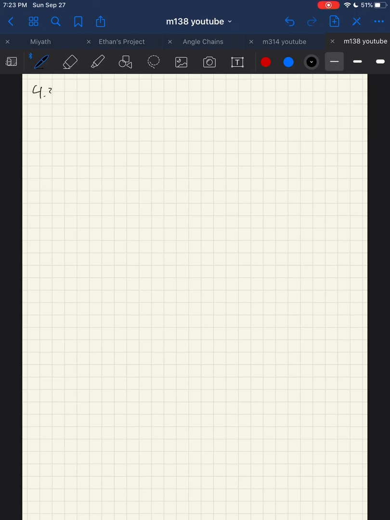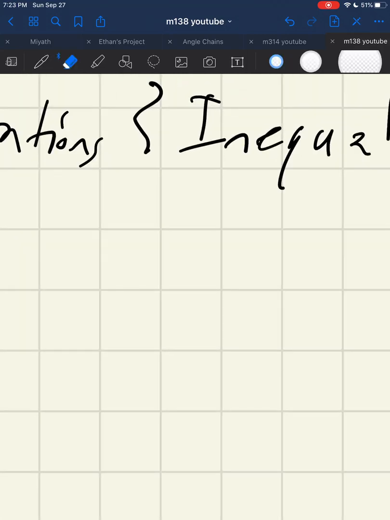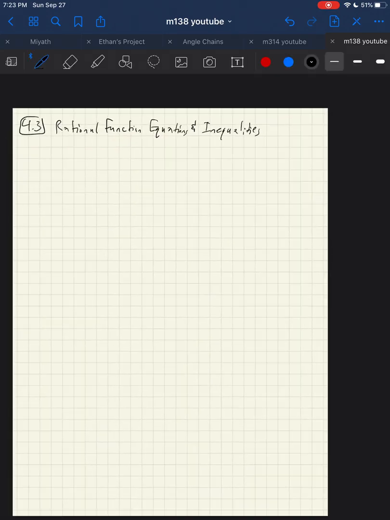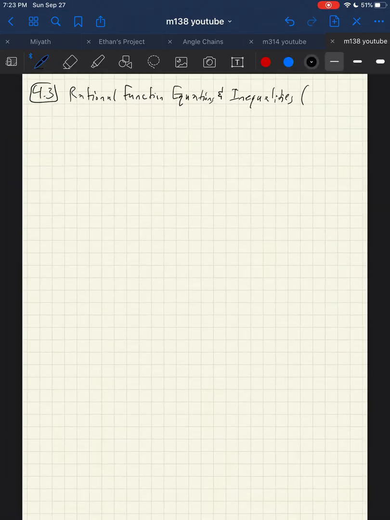So let's start section 4.3. This is going to be rational function equations and inequalities. And as usual, I have chosen to make a hilariously unreadable ampersand. Suggested exercises are 1, 3, 7, 11, and 21.